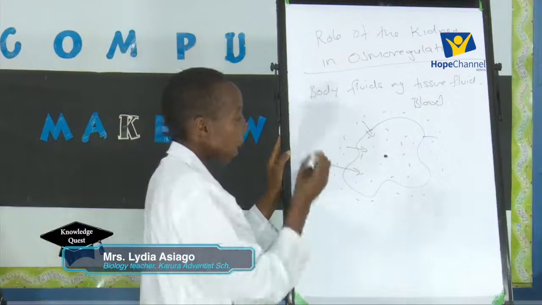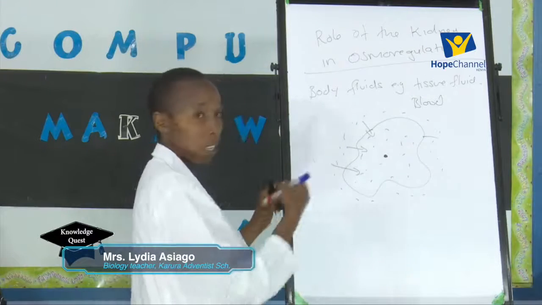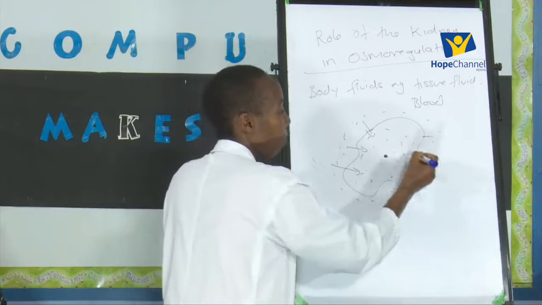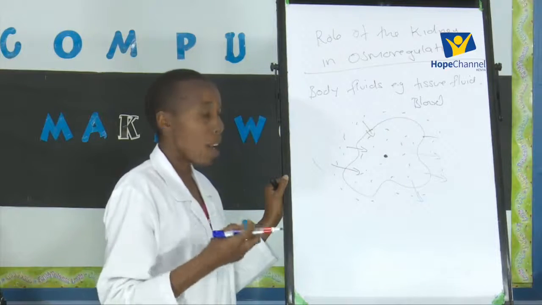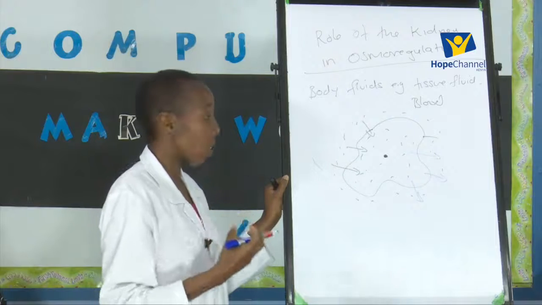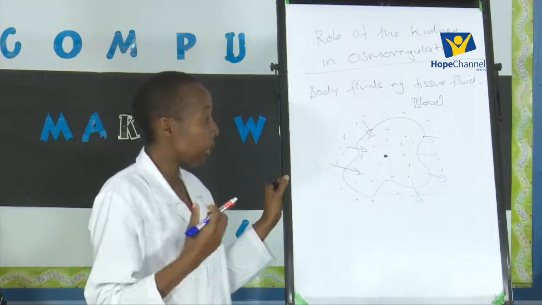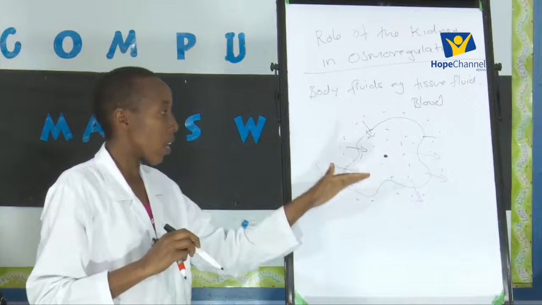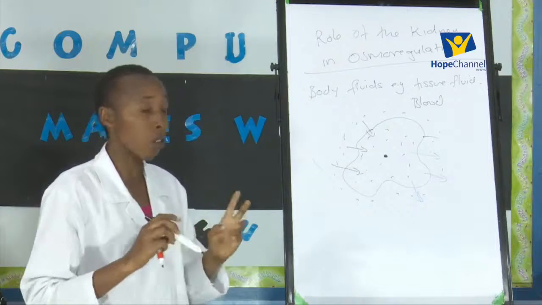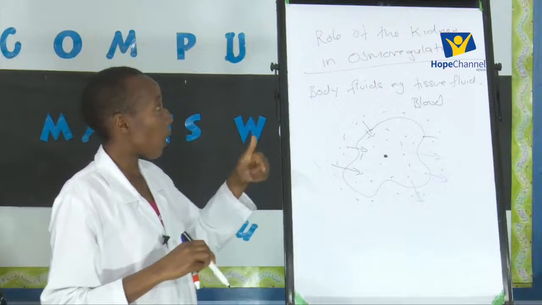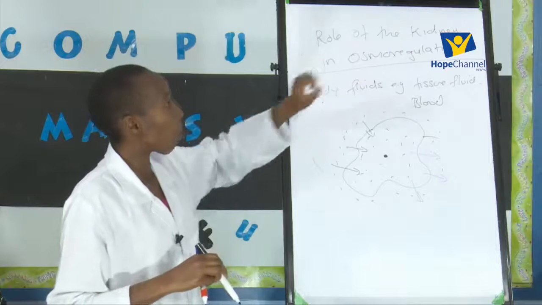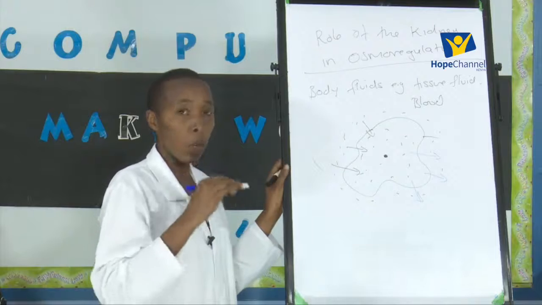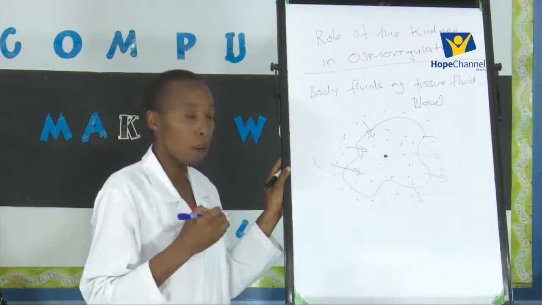What if there is a higher osmotic pressure outside the cell? Then it means the cell will lose water by osmosis, it will shrink, and the normal functioning of the cell will also stop. And for that reason, we must maintain a constant osmotic pressure within and outside the cell for it to function well. And that is why we want to discuss, how does the kidney play a role in controlling or maintaining a constant osmotic pressure?